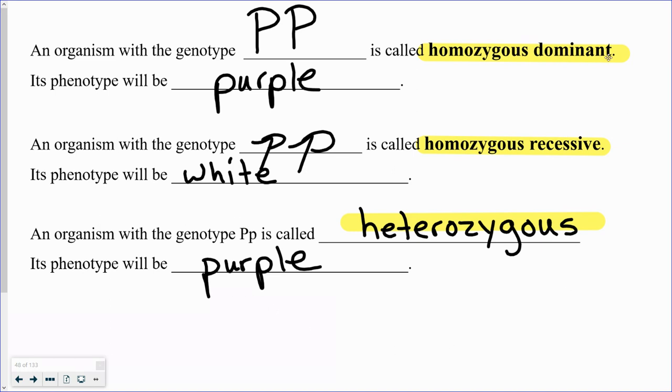So you've got new vocabulary words here. Homozygous dominant. Homo means same, so the same alleles, dominant. Homozygous recessive. Homo means same, so the same alleles, recessive. One dominant, one recessive means heterozygous. That's how you write the word. There's no dominant or recessive after that because by definition, hetero means different. One dominant, one recessive.